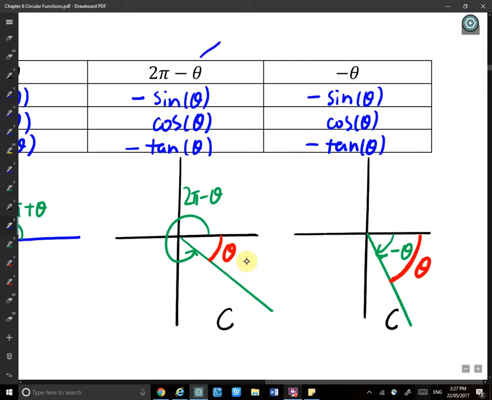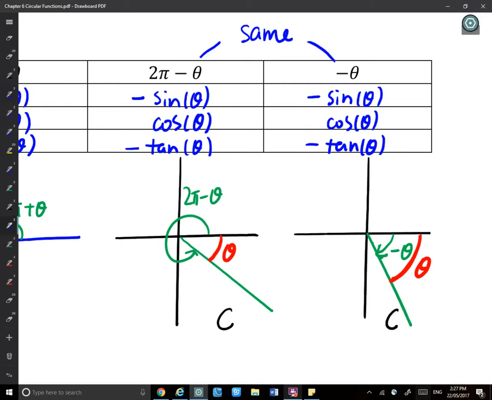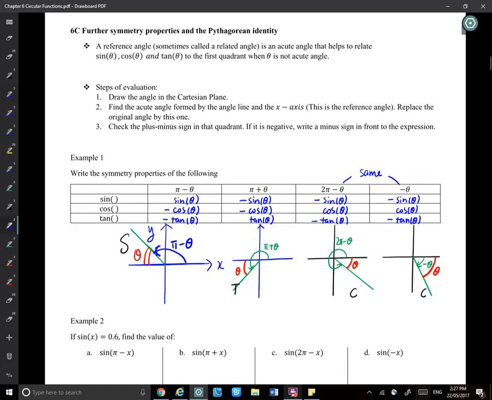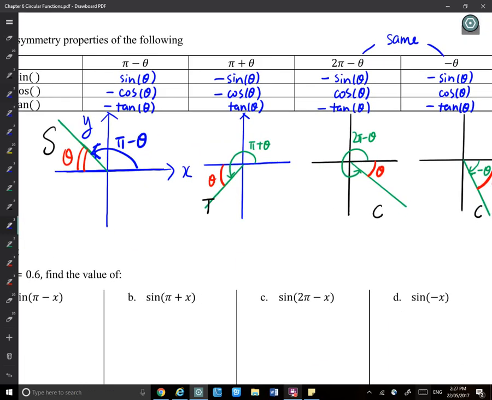Okay, those two are the same. Those two angles are actually the same angle. Okay, lies on the same place. So that's the 12 formulas you need to know about. Well, you don't really need to remember them, but you need to know how to use a method to find them.